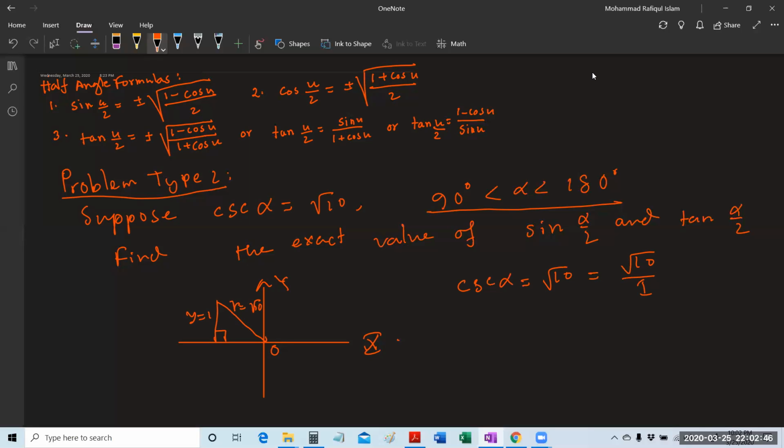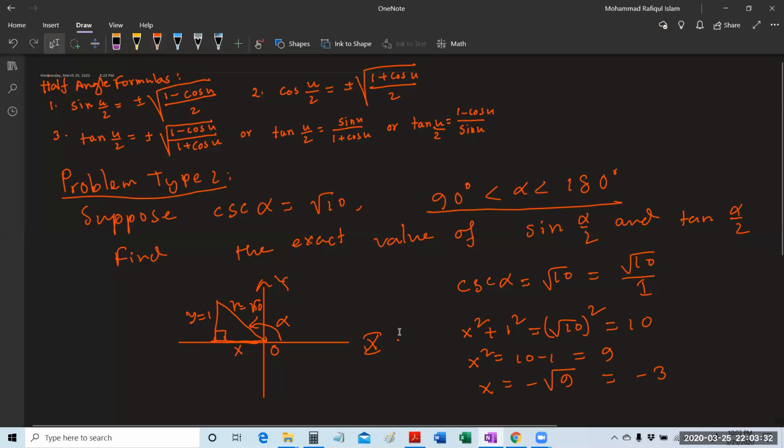Now we have to find this x using the Pythagorean theorem. So x squared plus 1 squared equals radical 10 whole squared, which is simply 10. So x squared equals 10 minus 1 equals 9, and then x equals negative square root of 9, which is negative 3. Note here, this x is negative because our alpha is in quadrant 2 and x is in the negative direction, so it must be negative.